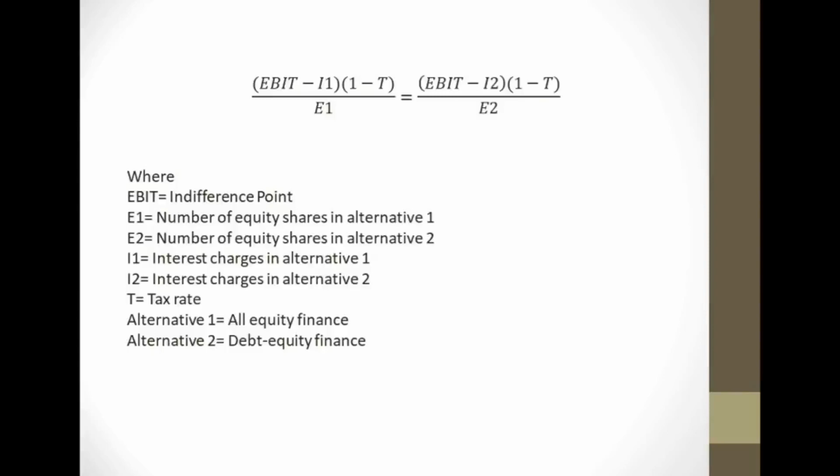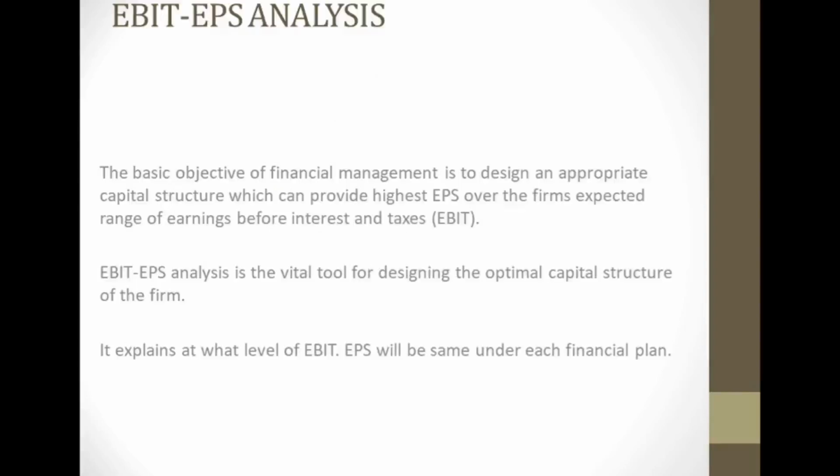Now the optimal capital structure, I told you, in case of EBIT and EPS analysis, is the one in which there is the highest earnings per share made available to the equity shareholders. Okay, in case of EBIT and EPS analysis, basically we are trying to determine at what level the EPS is going to be the same for both the alternatives, and the alternative which has the highest EPS is considered to be the optimal one for the company. Okay, now on the basis of EBIT and EPS analysis, we will determine what is a good scenario for the company.